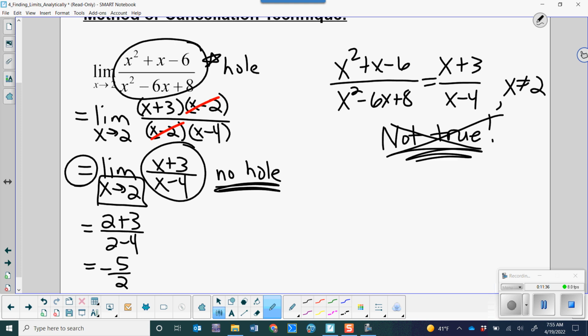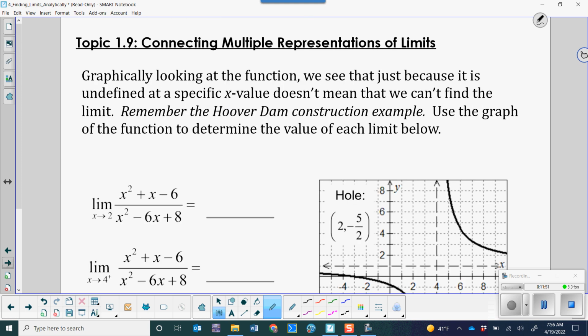But it's not true without that because they're only the same everywhere except at 2. This left one has a hole, no hole. So they are not equal, so no equal sign can go there. But equals can go here for limits because their limits are the same. So that's the first sort of abstract thing you need to start thinking about.